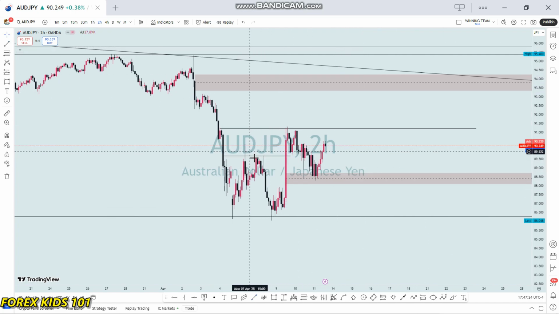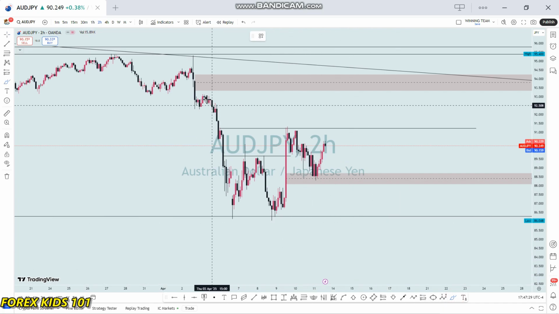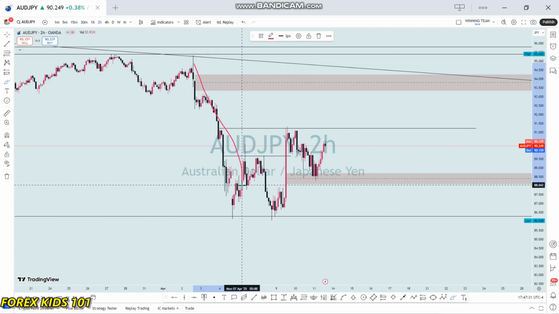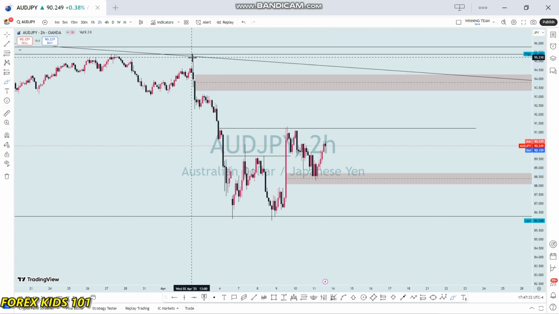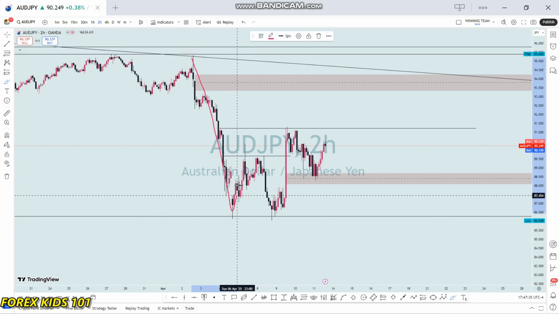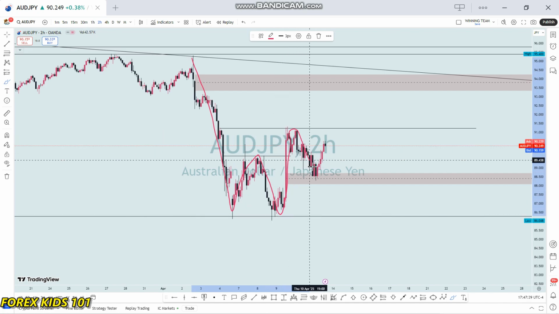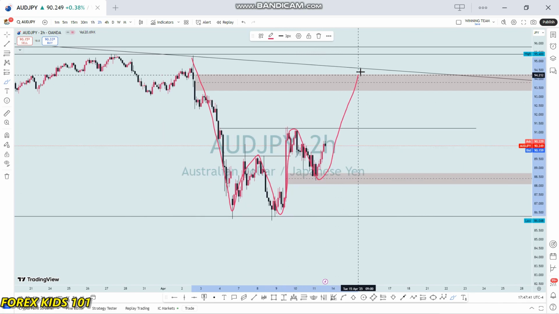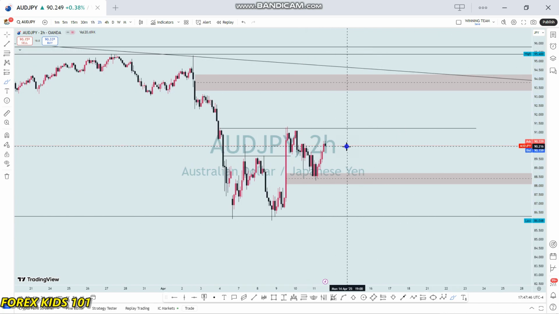They do call it the change of character, but what I see here, guys, is nothing other than just a nice W pattern formation, the retest of it, and then a push up to finish it up there. So that's what I'm seeing here.